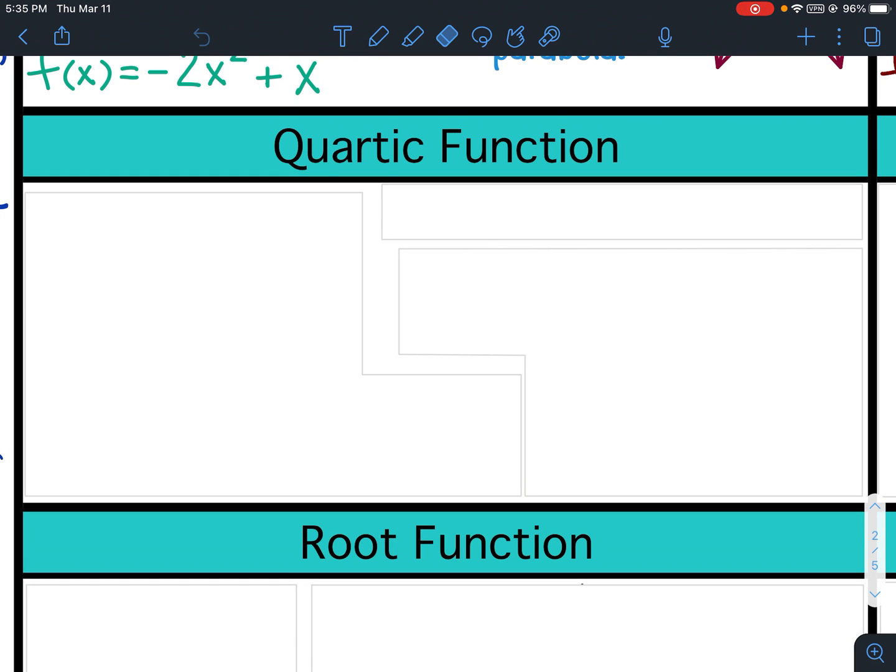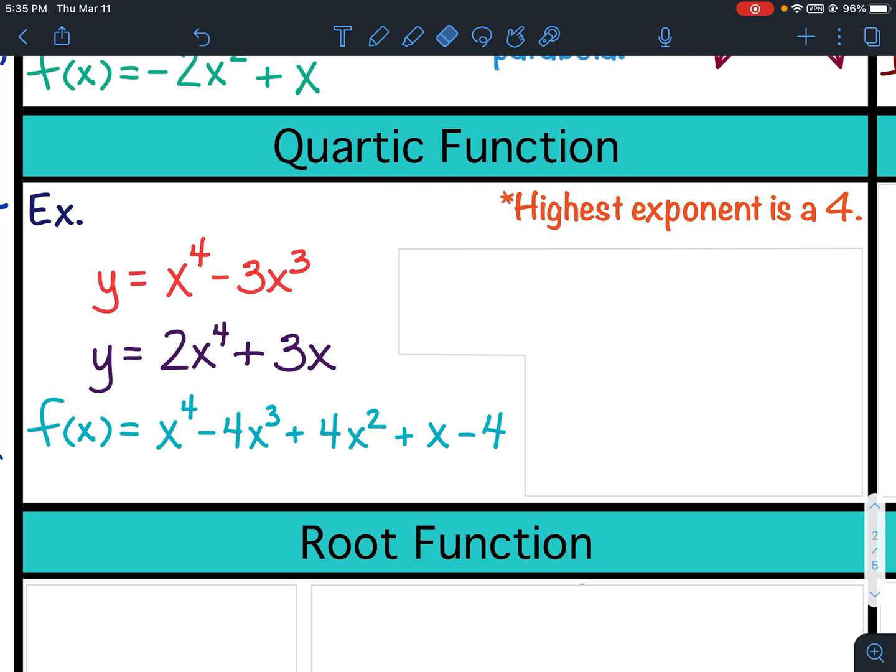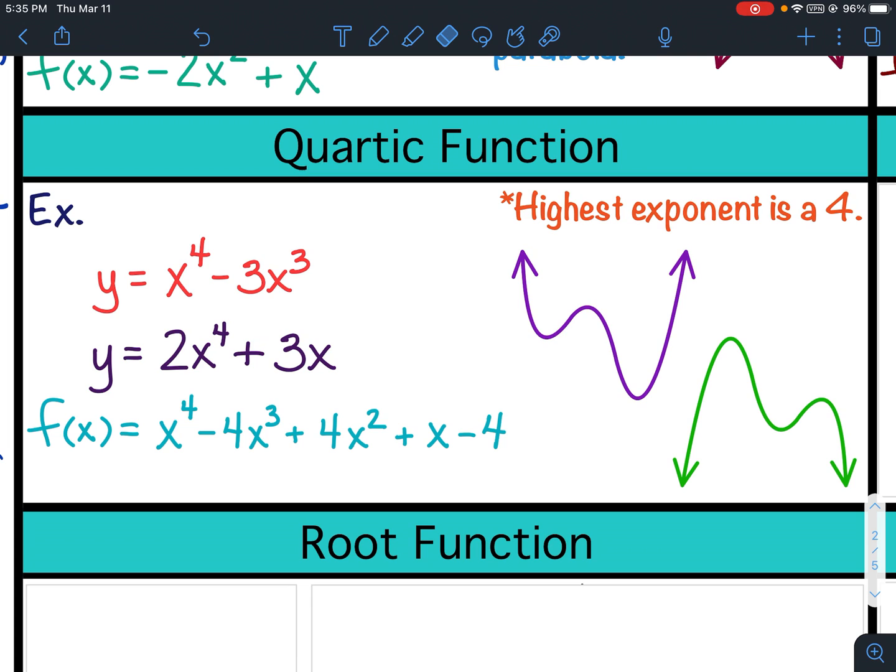All right, here are some examples. Again, the highest exponent is a 4, and here are some drawings to draw.